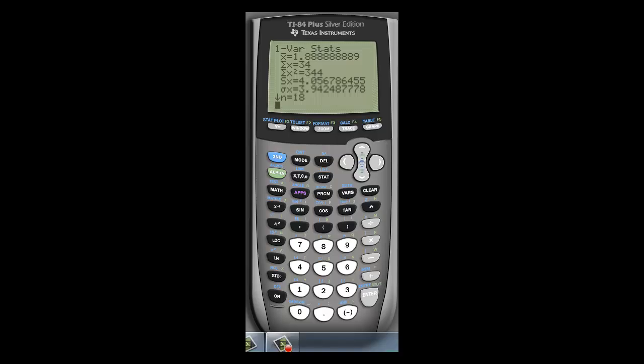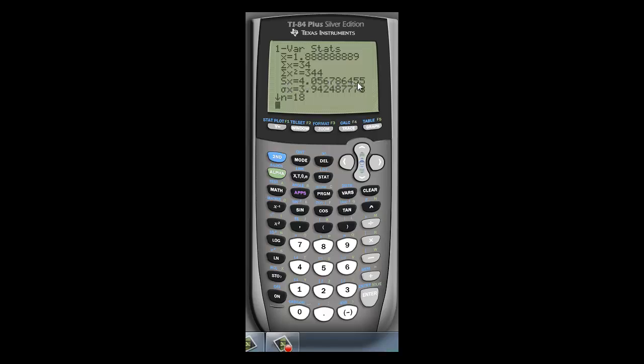Let me explain what the symbols are referring to. X bar is our sample mean from the data, which would be the average, essentially. Sum of X is the summation of all of our data values. Summation of X squared would be the sum of the squared values of those data values.